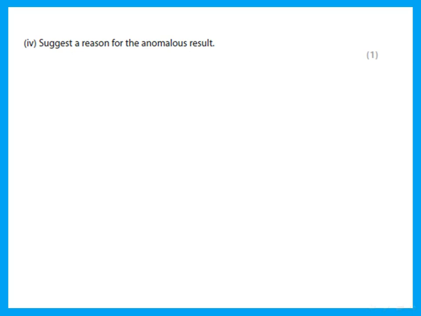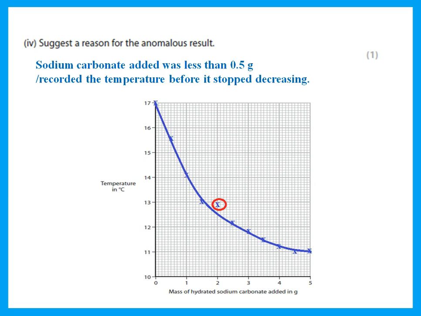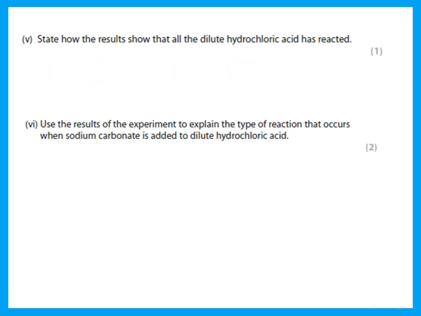Now, the reason for the anomalous result. Where was the anomalous result? It was a little bit higher than what it should be. So what do you think went wrong? Well, probably the sodium carbonate he added was less than what it should be, or the recorded temperature was taken before it stopped decreasing. So it should have gone lower than what he measured.